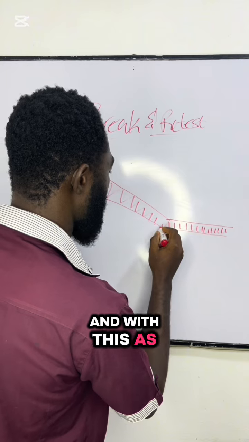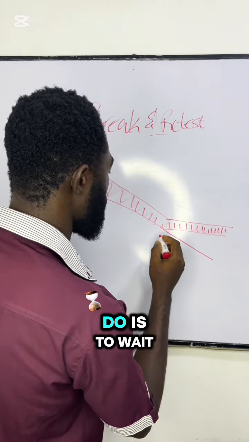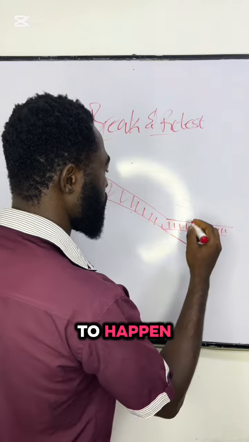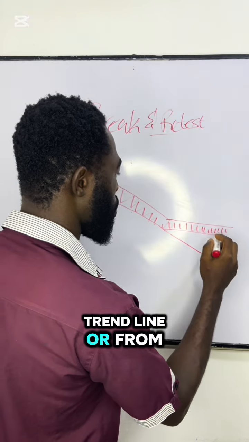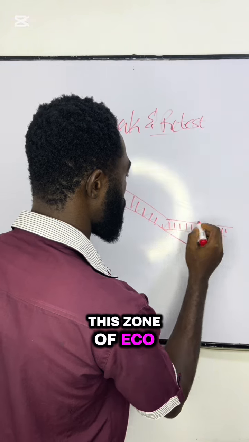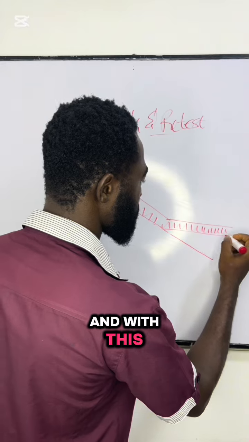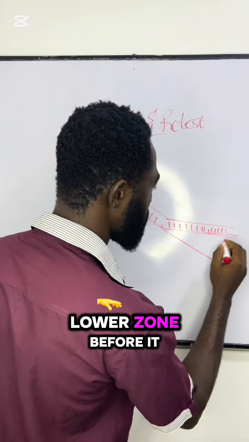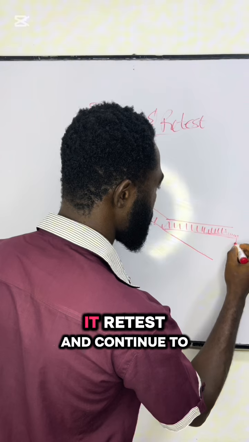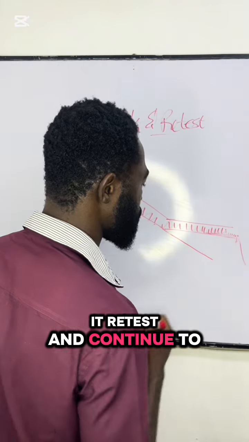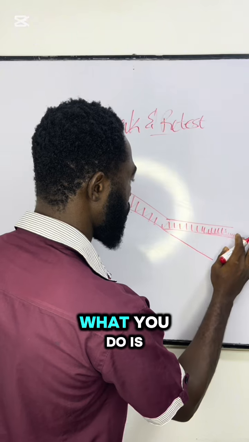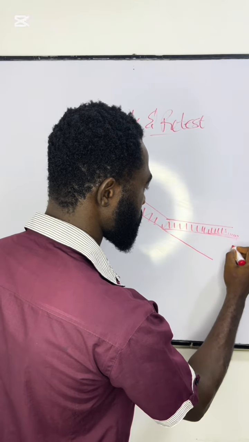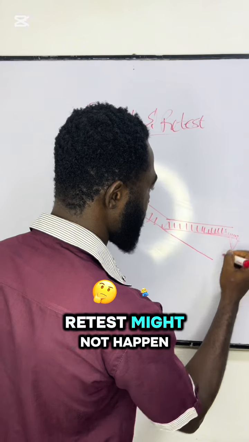And with this, as a trader, the only thing you do is to wait for this break and retest to happen either off from this trend line or from this zone of equal highs and equal lows. And with this, the market creates a build up around the lower zone before it breaks below it, retest, and continue to the downside. And as a trader, what you do is to wait patiently for this break and retest, of which sometimes the retest might not happen.